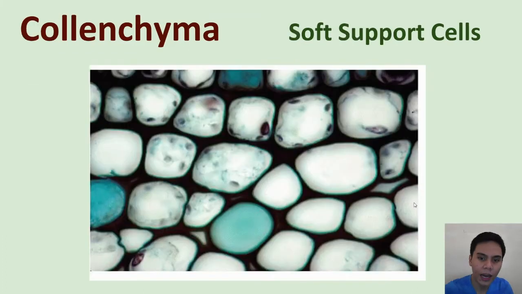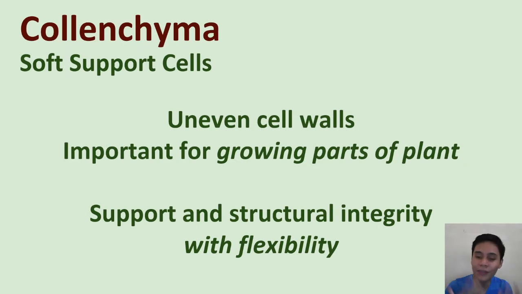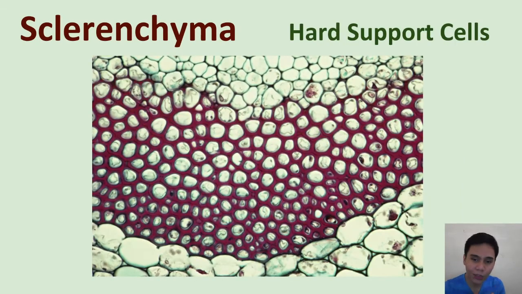Next, we have our collenchyma. These are the soft support cells. So they help support your plant. Your collenchyma have uneven cell walls. Their cell walls are thick in some parts and thin in others because this allows your growing parts of the plant to grow in a flexible manner. So they give support and structural integrity, but they're still flexible because there are parts of them that have thin cell walls. So in a growing part of the plant, you need this so that they can still adjust to the growing parts.